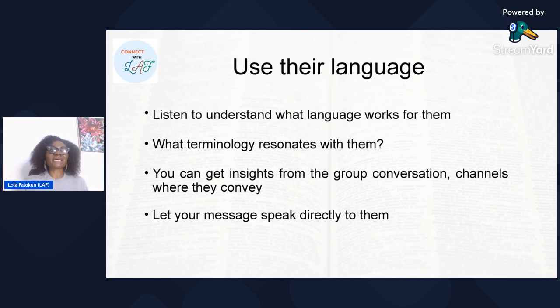You can get insights from group conversation channels where they convene. When you see them convene and they're chatting along, you could know that, oh, this is the kind of people that I'm trying to relate with. So you pick that, and you pick some things that are interesting that you see they engage with. Let your message speak directly to them. Let it be pinching them in their body. Pinch, pinch, pinch. As in, my people say pinching, as in it's hitting them directly.